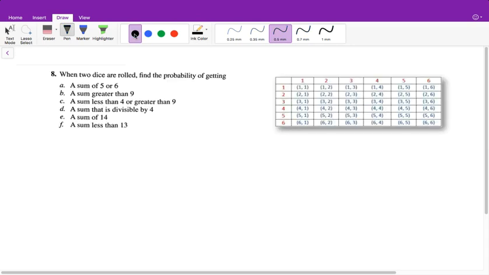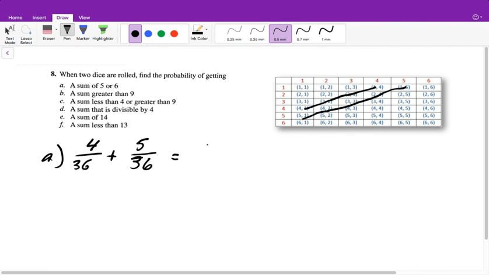All right, so if 2 dice are rolled, find the probability of getting a sum of a 5 or a 6. So there's 36 possibilities. So the odds of you getting a 5, here is our 5. So we have 1, 2, 3, 4, so we have 4 out of 36. Here are our 6s, 1, 2, 3, 4, 5, so it will be 5 out of 36. There's a total of 9 out of 36, which is then a 1 out of 4 chance.